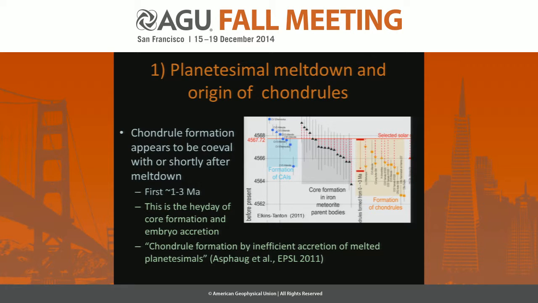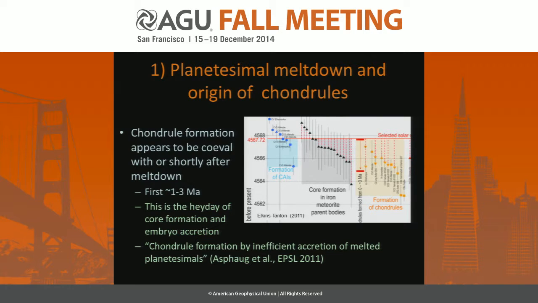So a little vignette that I was advised to remove from the talk because I'm going to run out of time. But the chondrule formation timescale and the core formation timescales of planetesimals are comparable. One might say coeval. There's a lot of uncertainty on these data. But this first 1 to 3 million years, it's interesting for 3 reasons.